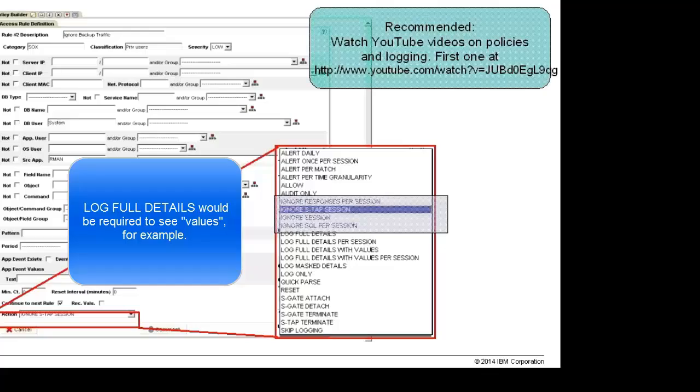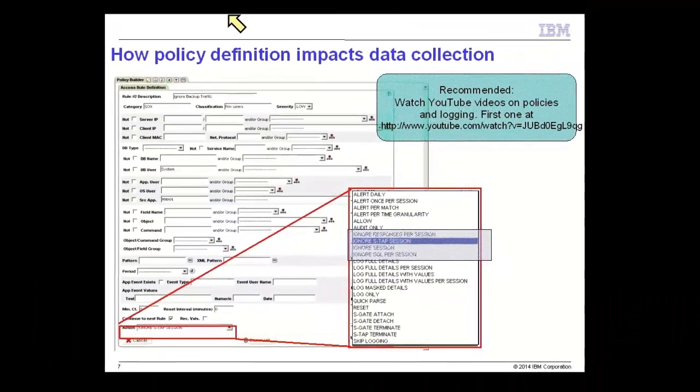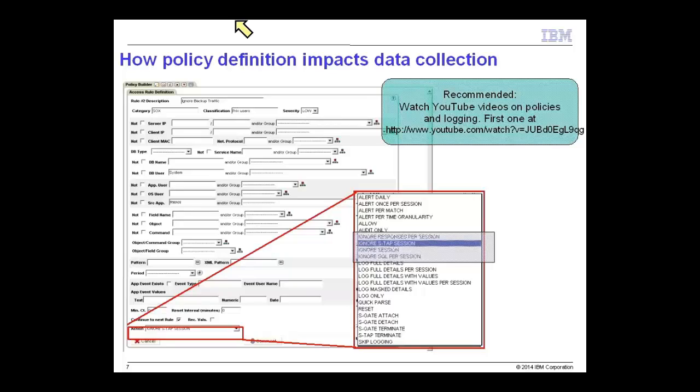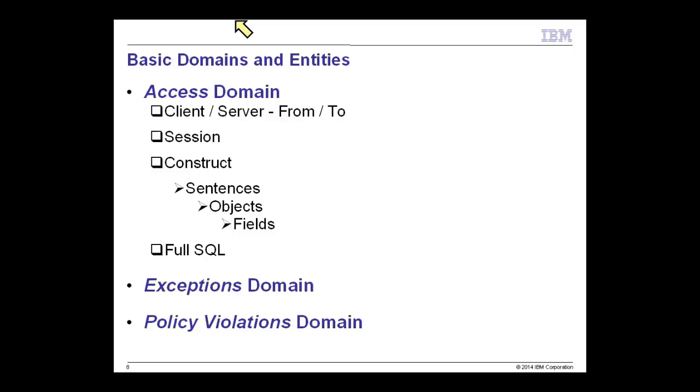Actions that are related to collecting full details will cause more detailed information for that request, or for a series of requests, to be collected. So the impact of the policy definition is extensive, and we have to take this into account. I don't want to go deep into how the policy is defined. This is a subject for a different tech talk, but just to mention that what actually is collected is impacted there.